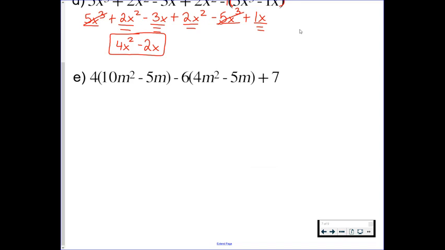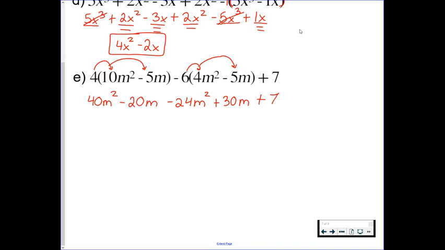Next one, we're going to do the same thing. I'm going to take what is outside the parentheses and multiply it to what is inside the parentheses. 4 times 10m squared. 4 times 10 is 40, m squared. And 4 times negative 5m is negative 20m. Now I've got another set of parentheses here, so I'm going to do this again. Negative 6 times 4 is negative 24m squared. And negative 6 times negative 5 is positive 30m. And you can bring down that plus 7 at the end.